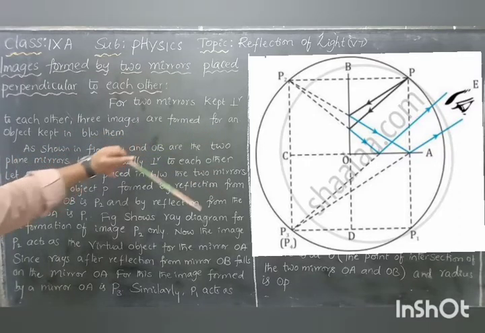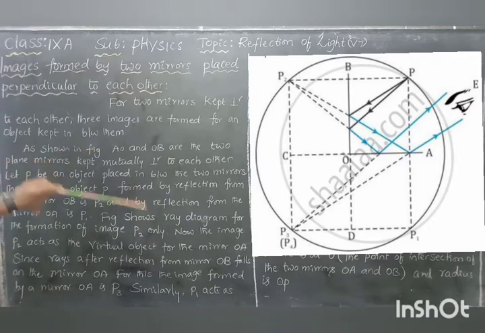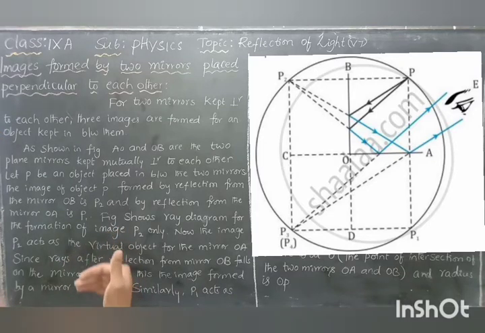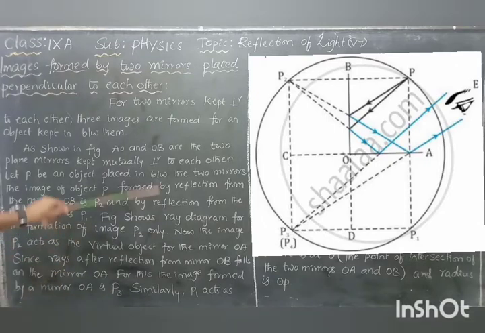No doubt about it. For an object kept in between them, if you take the same formula, n is equal to 360 divided by theta, which is 90 degrees. 360 divided by 90, how much? 4. But 4 is an even number, so the number of images formed is n minus 1, always. We already studied that. So the number of images formed here is 3. See the diagram, very important.